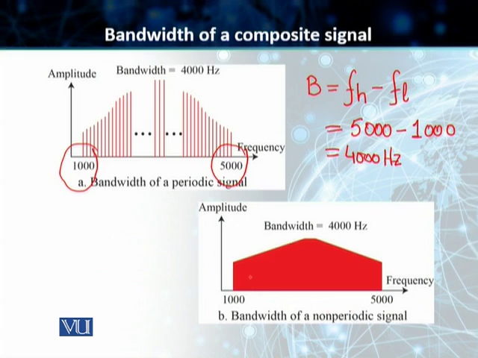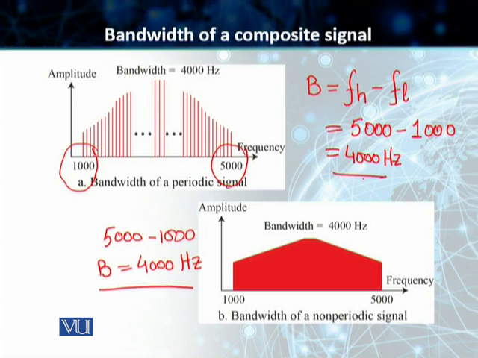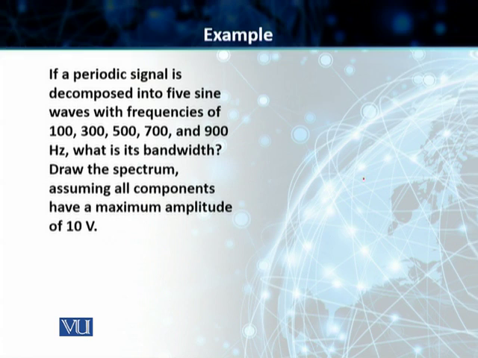Now, students, the same is the case with a non-periodic signal. In the case of a non-periodic signal, as you can see, it's not consisting of multiple spikes. We have got a non-periodic signal out here, but essentially the formula is the same. So once again, when you do 5000 minus 1000 for a non-periodic signal, once again you get 4000 hertz as the bandwidth of this non-periodic signal as well.